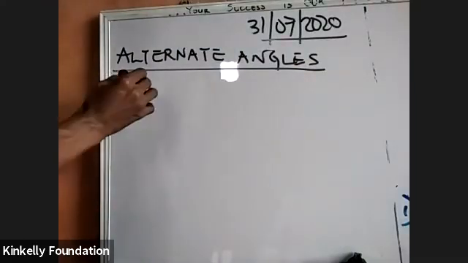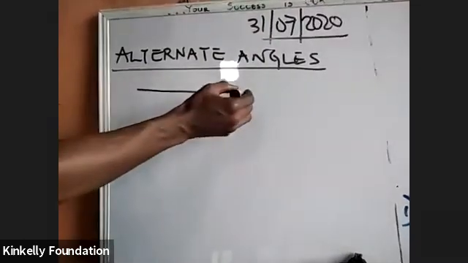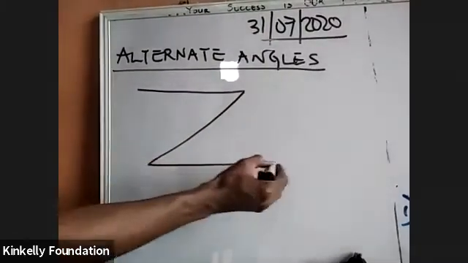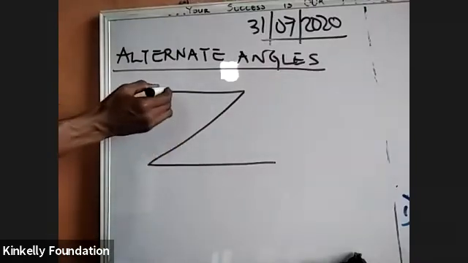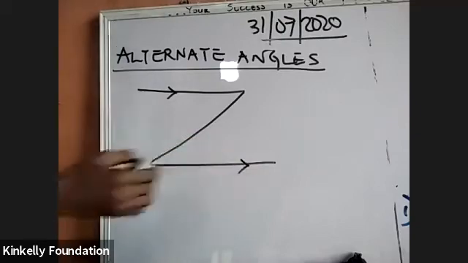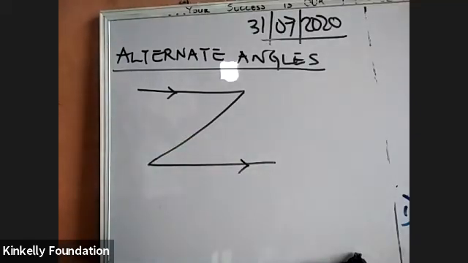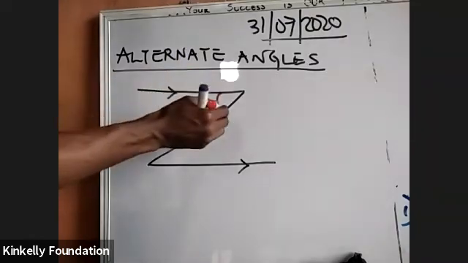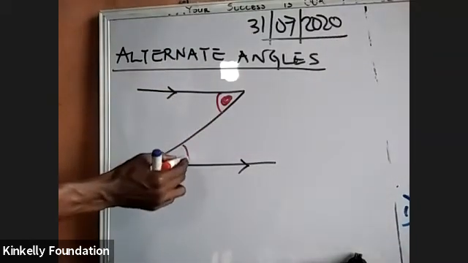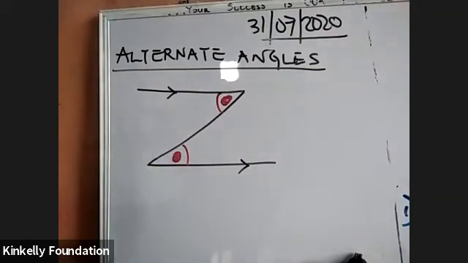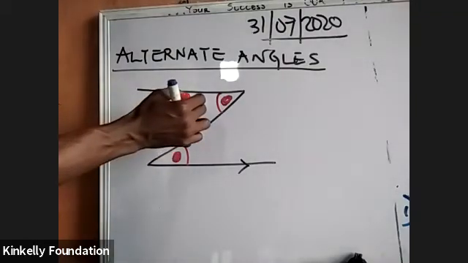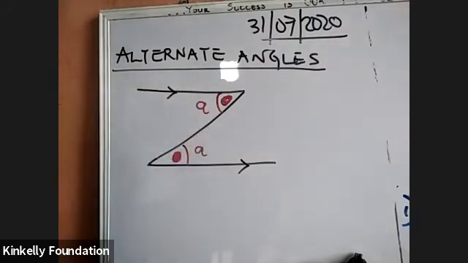Now, alternate angles have the shape of a Z. From our parallel lines, alternate angles have the shape of what? Z. Once you see any angle like this, this angle here is equal to the angle here. So if you come here A, you must come here A. That form you see in a Z is what is called alternate angles.